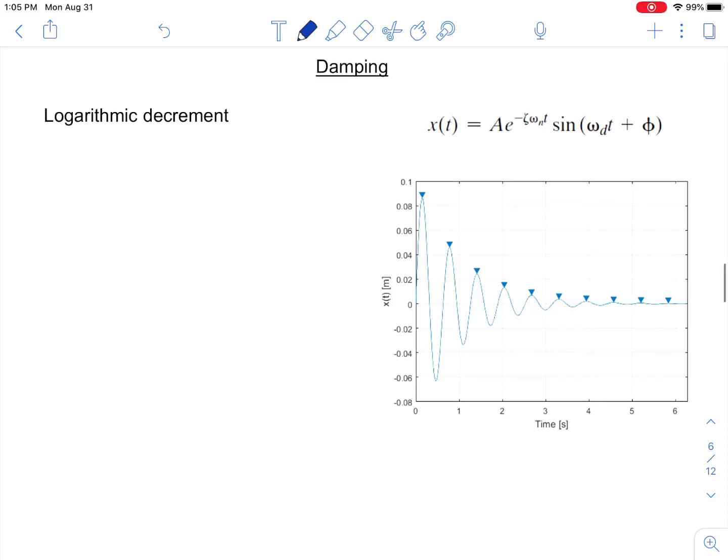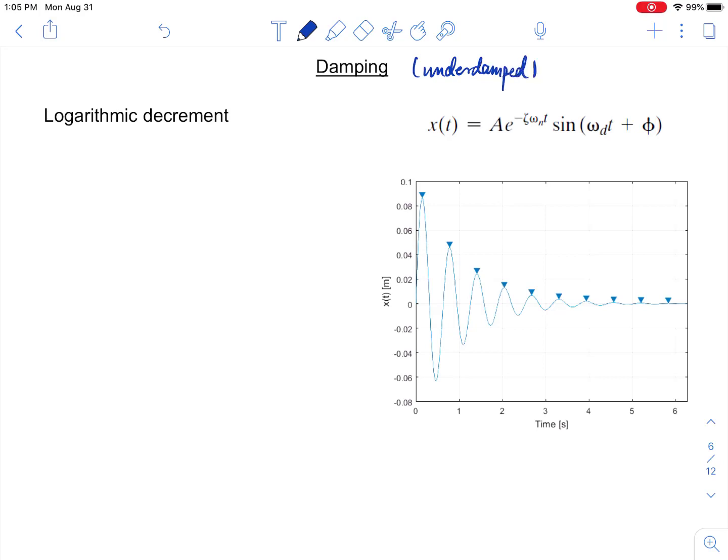Okay, so here we're going to talk about how to find the damping coefficient when you have the time domain plot of the displacement. This method works for underdamped systems only.